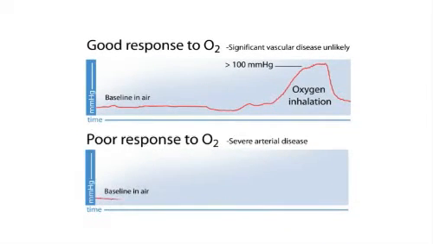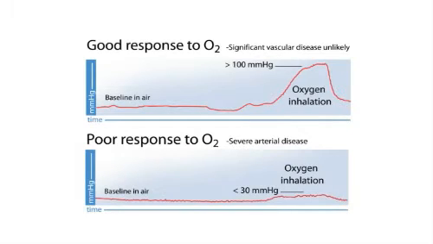An increase in TCPO2 when breathing normobaric oxygen that is less than 30 millimeters of mercury is consistent with severe arterial disease. These patients should undergo further vascular assessment if it has not already been performed.